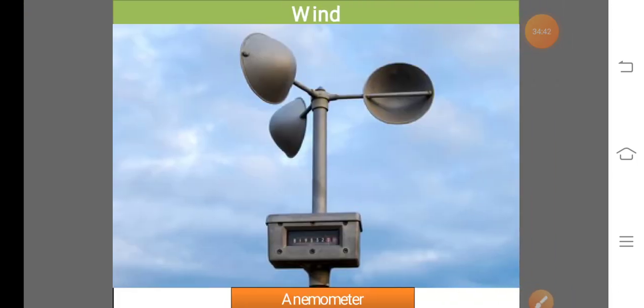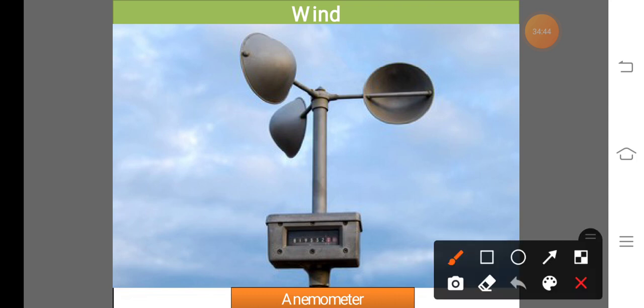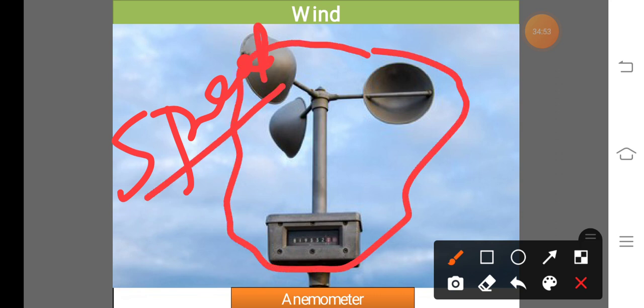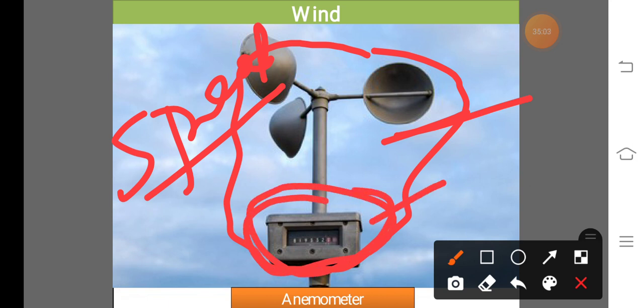Now the next, for the measurement of wind. In case of wind, wind speed is recorded by the anemometer. So see this picture, this picture is the anemometer. The anemometer consists of three cups, of convex and concave type. Also see here, this part is known as the cyclometer. It is like the speedometer of our vehicle.